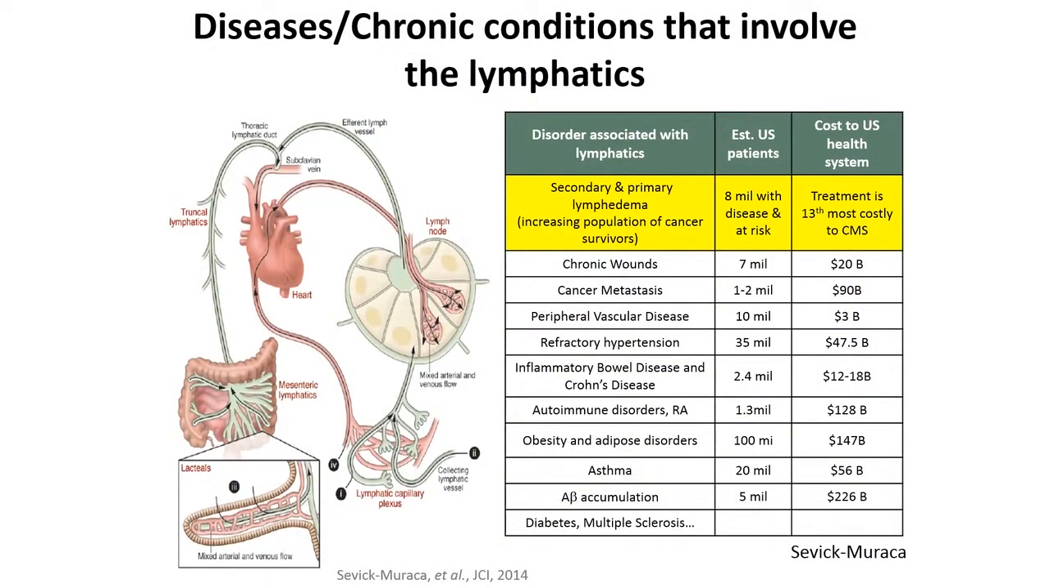So what I've talked to you about is how we've used this technology for looking at secondary and primary lymphedema and the treatment thereof. And this is a costly disorder, but I want to point out that most of our chronic conditions actually involve defective lymphatics. And what I'd like to do is talk about chronic wounds and peripheral vascular disease.